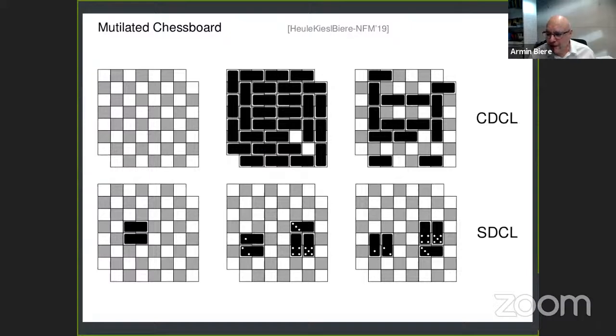This problem was actually submitted to the 2018 competition by a Russian researcher. It's called MChess if you want to check the competition. And I think nobody solved it. Actually, I think CaDiCaL solved it for some reason, one smallest instance, but there were four instances in this.